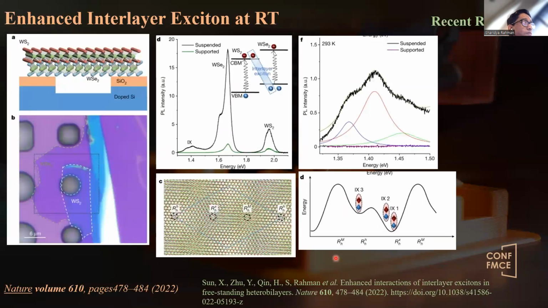Taking some motivation from this previous work, recently we have published a paper where we have suspended a tungsten disulfide and tungsten heterostructure onto a cavity. The cavity is basically a trench substrate, and due to the trenching, we were able to reduce the dielectric screening. As a result, we were able to increase the quantum yield, and then we were able to obtain many body particles at room temperature, including multiple excitons. So this particular work was recently published.